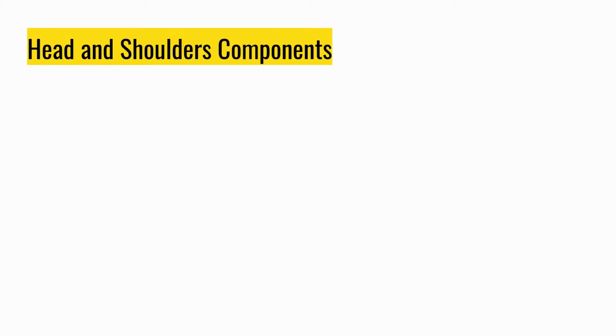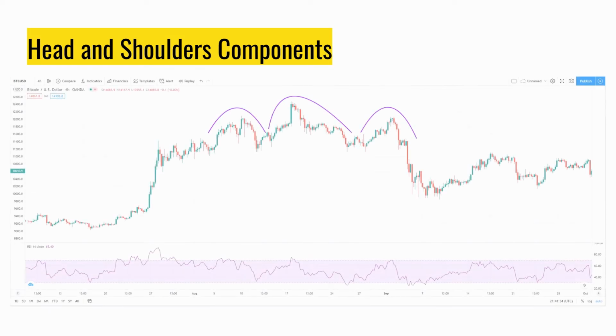Now, with the introduction of patterns out of the way, we can talk about the head and shoulders pattern. Let's first start off by naming the components of the head and shoulders pattern. The image here shows Bitcoin, which is a hot commodity these days. The first peak is called the left shoulder.